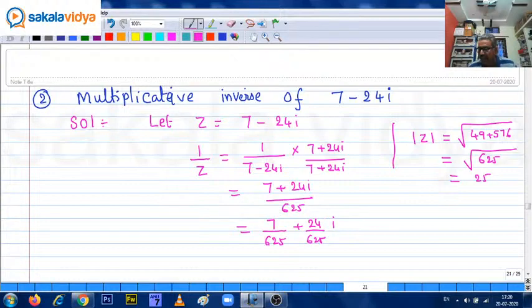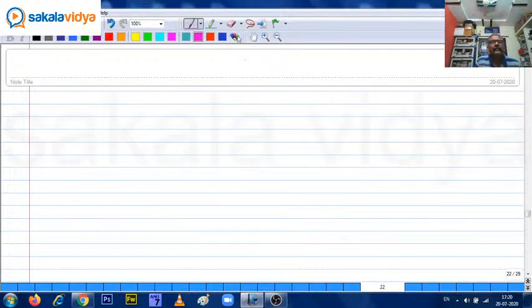Already we have discussed so many concepts. Okay, I ask you one question here now. What is 1 plus I whole square? What is the value of 1 plus I whole square?